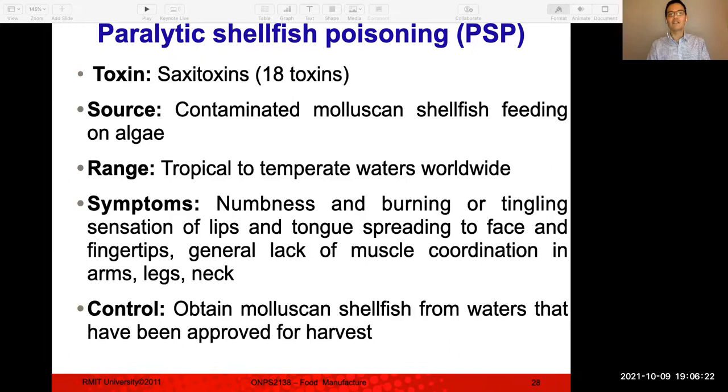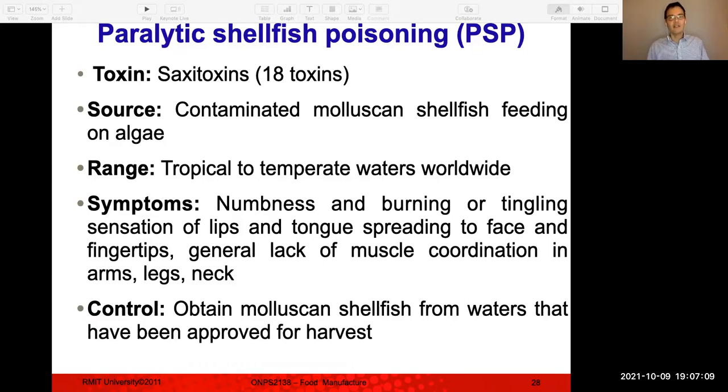Now, paralytic shellfish poisoning comes from shellfish and is really pretty serious indeed. So there's 18 toxins, for example, and these are from contaminated molluscan shellfish, which are feeding on algae. Now, these are, as you can see, in the range tropical to temperate waters worldwide that covers a substantial portion of the world's fishing grounds. And it's just so serious. Look at the symptoms: numbness, burning or tingling sensation on the lips and tongue, which spread to the whole face and the fingertips. And then you've got lack of muscle coordination in the arms, legs, and back. And so this is just really serious.